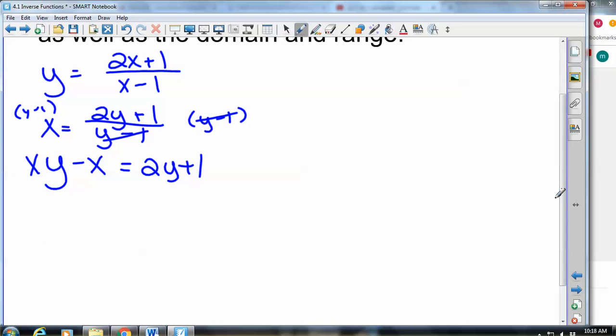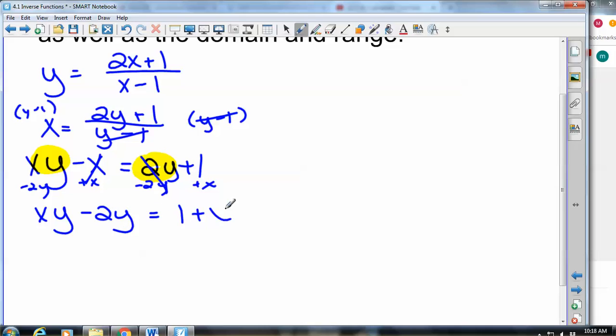That means I need all of the y's together. If I look at this, I have a y here and here. So I need both of those terms on one side and all the other terms on the other side. So I am going to subtract over this 2y, and I'm going to add over this x. So we get xy minus 2y equals 1 plus x.